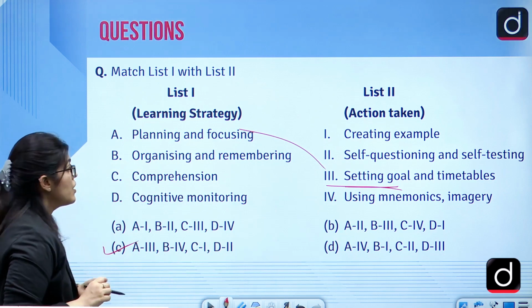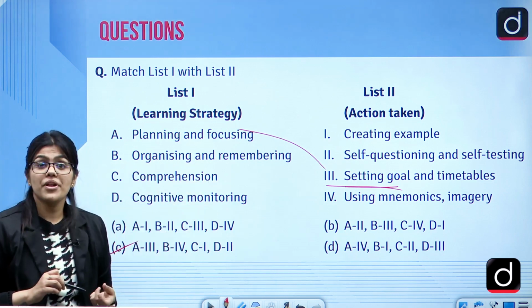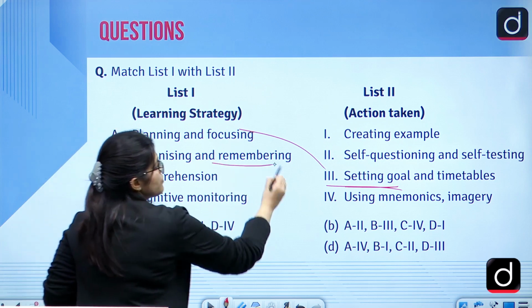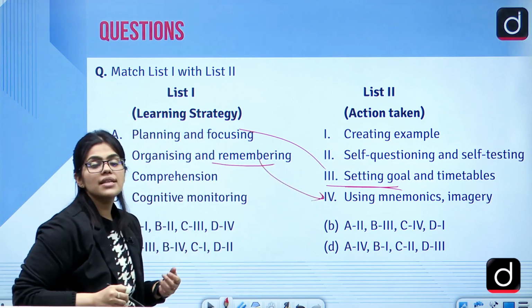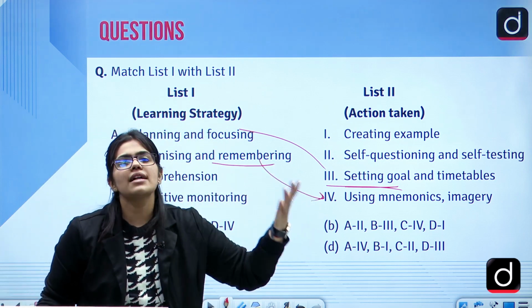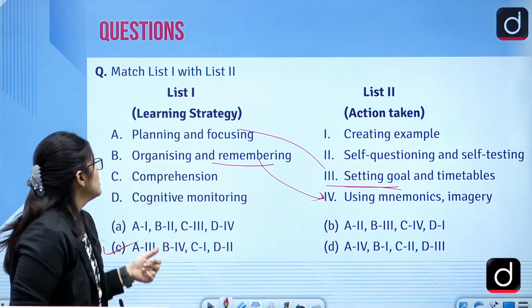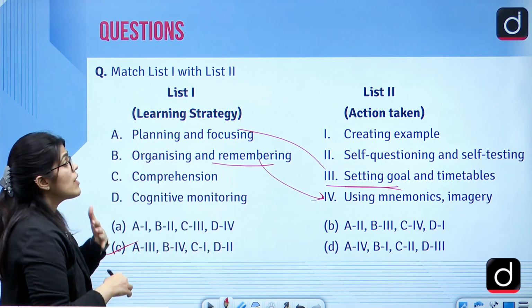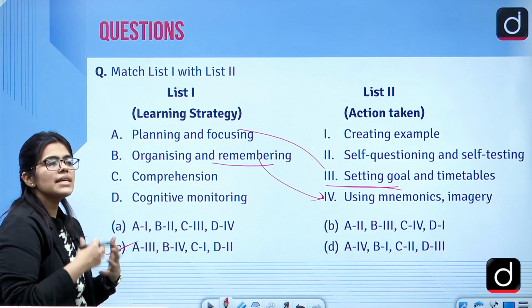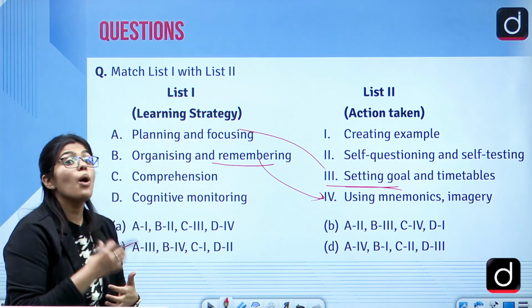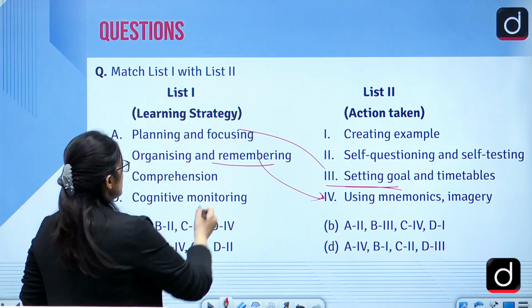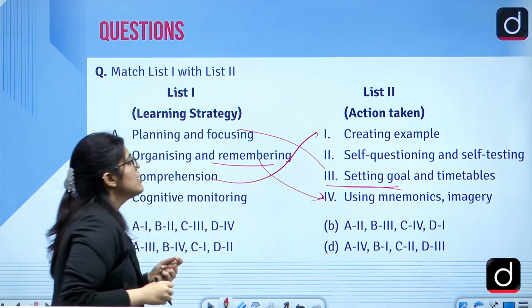Then B to 4. So there is organizing and remembering. The best way to remember a particular thing is to use mnemonics. Like I told you, MKO stands for more knowledgeable other. Then there is comprehension. So now you have to comprehend things. That means creating an example can make you comprehend and understand things better. So this is matched with the first.